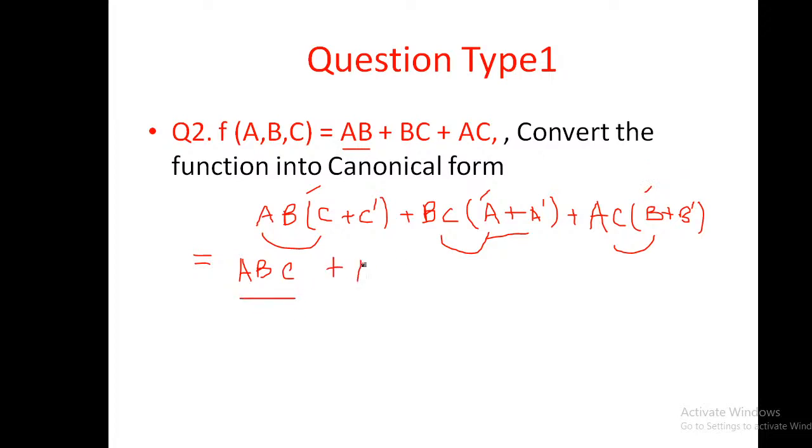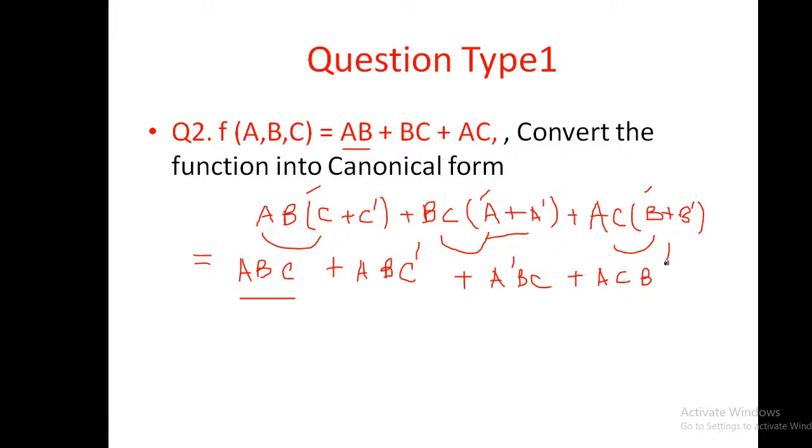Then you will get A B C bar, then A bar B C, and the last one is A C B bar. You can rearrange this and get the correct one. So this is the way we convert a function into canonical form.